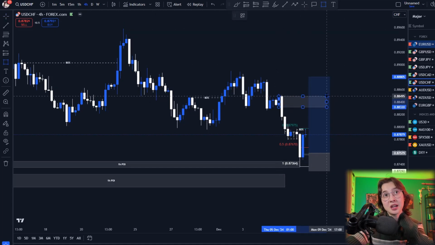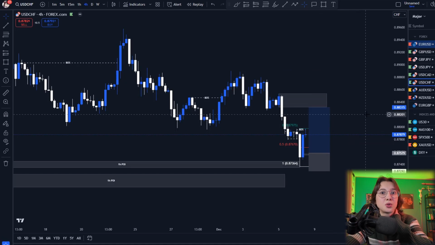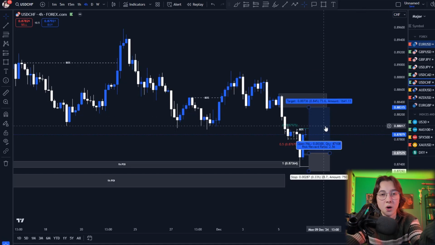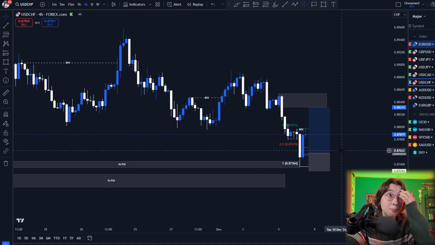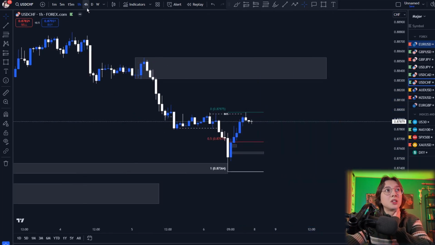We might maybe even react from this 4 hour POI right here, so it's even less than 1 to 3 risk to reward ratio at the take profit one. So it's really not the best trade at all. Not worth it. In my opinion, that trade is just not worth it.